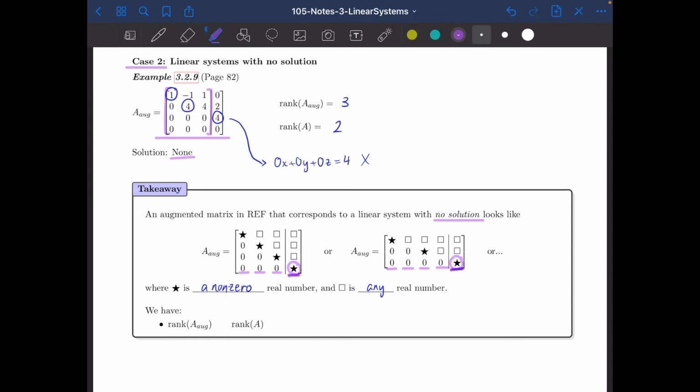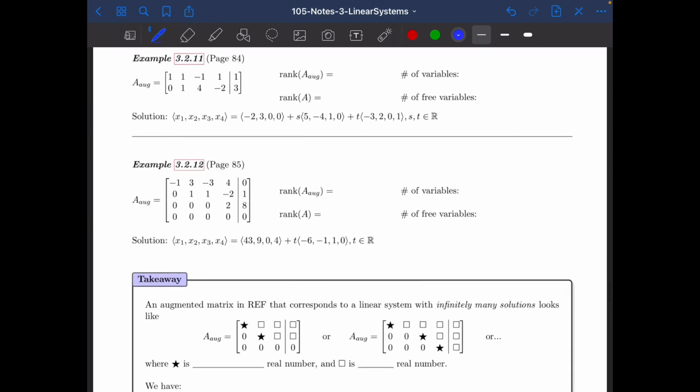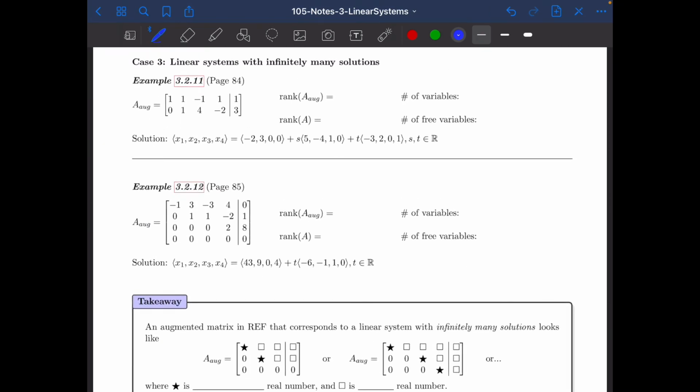Now let's compare the rank of the augmented matrix and the rank of the coefficient matrix. When there is a leading entry in the column of constants, we have that the rank of the augmented matrix is greater than the rank of the coefficient matrix. Now what happens in case 3? So case 3 is the case when linear systems have infinitely many solutions. And we're going to look at examples 3.2.11 and 3.2.12.